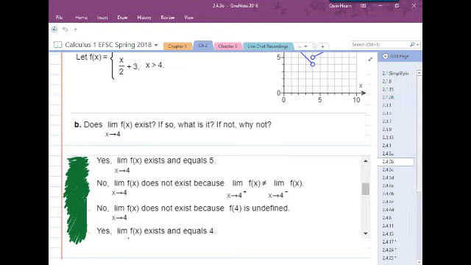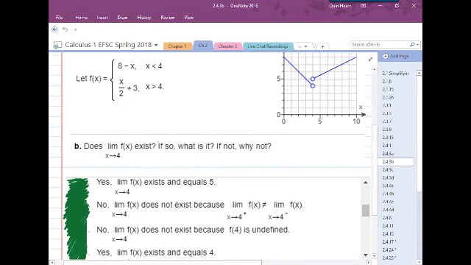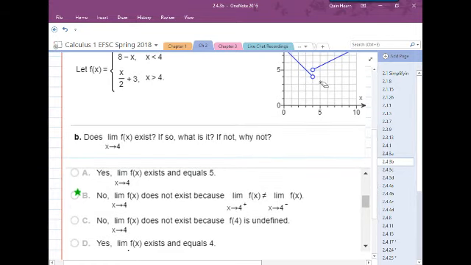Okay, so based on that information, let's answer this question. Does the limit as x approaches 4 of f of x exist? And the answer to that would be no, because the limit from the left does not equal the limit from the right. We found the graph was headed towards different y values, giving you this jump discontinuity, as we'll call it, in the graph. So the graph is not nice and smooth, there's a jump in it.